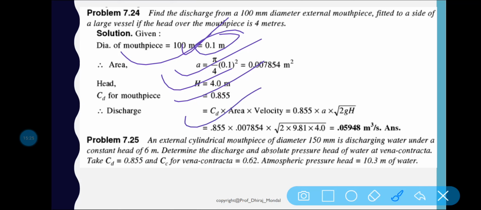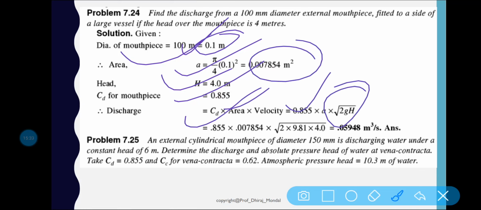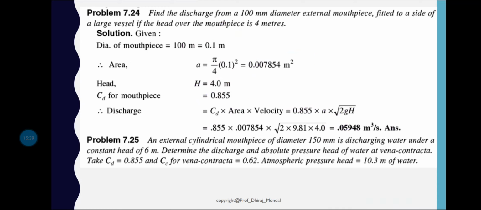So discharge is equal to, you know, Cd into area into velocity. So Cd into area means pi by 4 d square, already I have got. Velocity is equal to root over 2gh. Put all the values, you will be getting this is your answer, 0.05948 meter cube per second. Very simple problem, it will not be asked. Next problem, it is important.